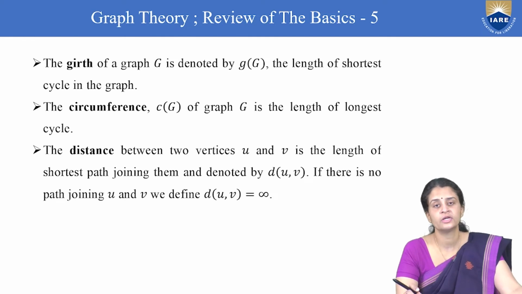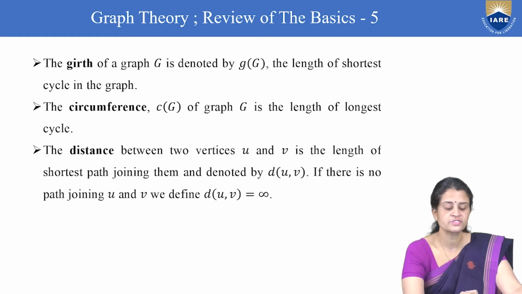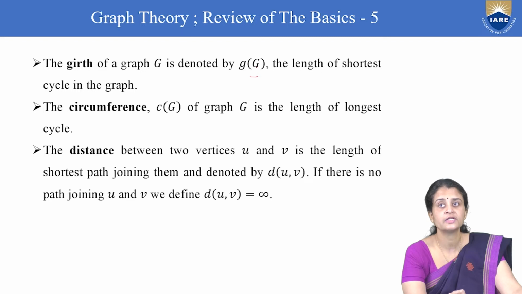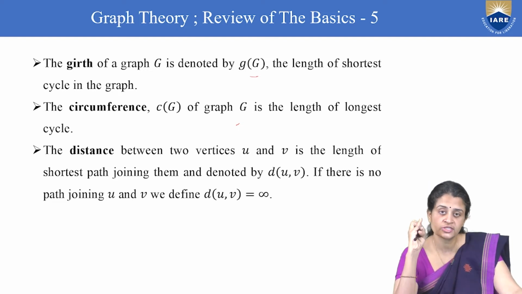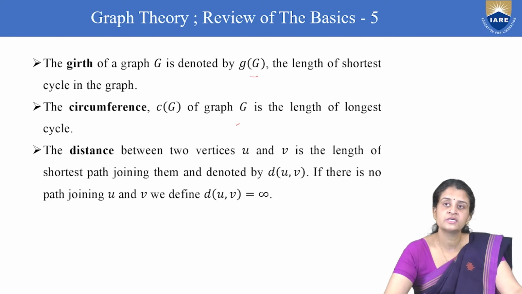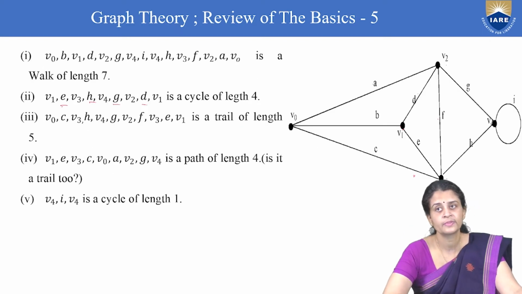Now we are going to give some definitions regarding the path, trail, and cycle. The girth of a graph is denoted by g of G. This is the length of the shortest cycle in the graph. The circumference, c of G, of a graph G is the length of the longest cycle. So in this graph, what is the length of the shortest cycle? It's 3. And what is the length of the longest cycle? 1, 2, 3, 4.